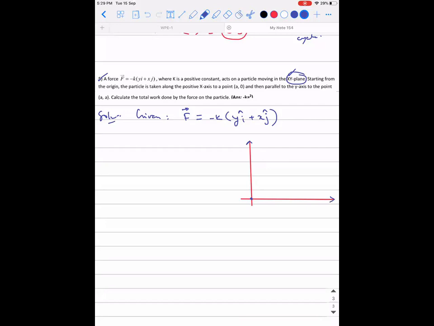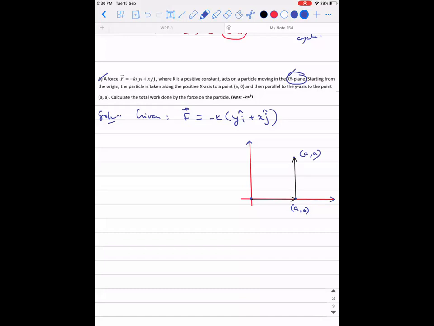The particle is taken along the positive x-axis to a point (a, 0), and then parallel to the y-axis to the point (a, a). Calculate the total work done by the force on the particle.